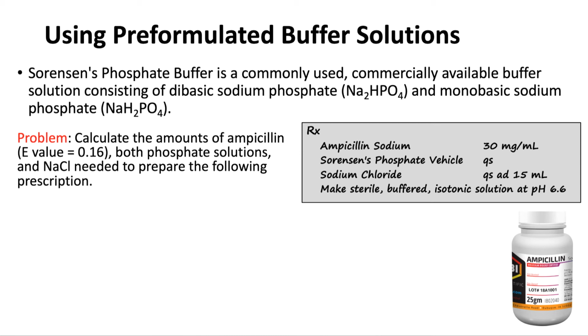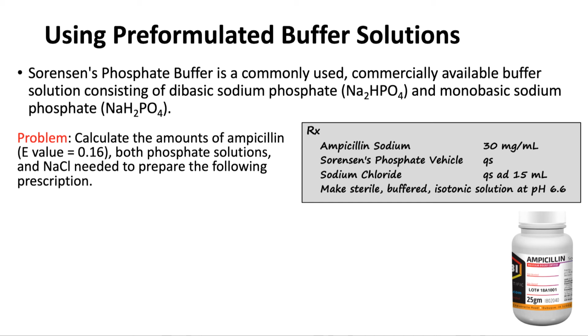So between the salt form, the dibasic sodium phosphate, and the acid form, which is the monobasic sodium phosphate, we can mix these solutions in the right amounts to create a buffered solution at whatever target pH we may want. And you'll see that here in a minute. The question we're trying to ask is to calculate the amounts of ampicillin with an E value of 0.16 and both of these phosphate solutions and any additional sodium chloride needed to prepare the following prescription.